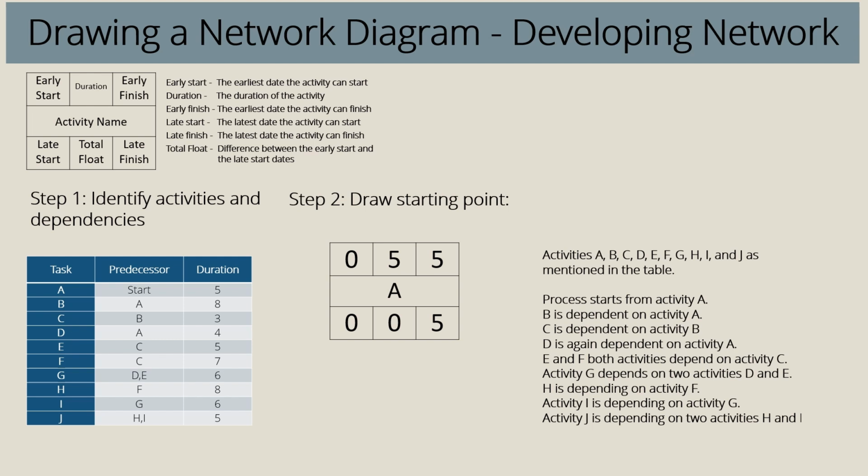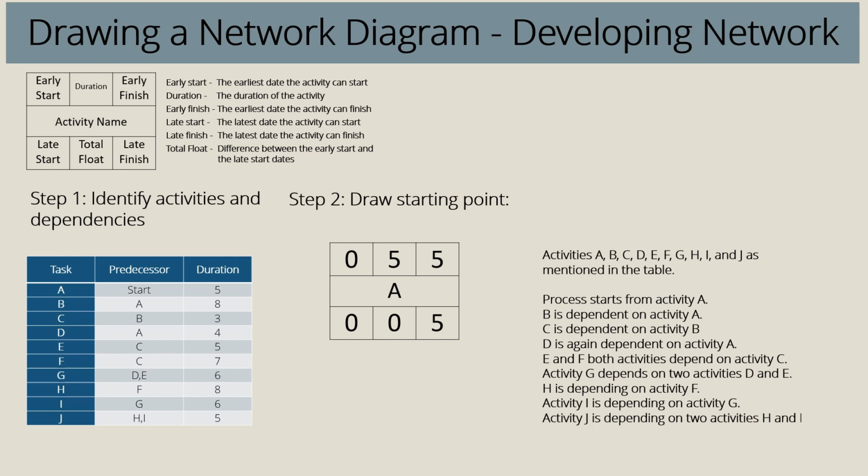So first thing first, the duration of activity A is 5 days. This implies that when on day 0 the activity A starts, it will take exactly 5 days for activity A to be finished. Its early start is 0 because it is the starting point, and its early finish is 5 days, which is calculated by adding the duration value to the value of early start.